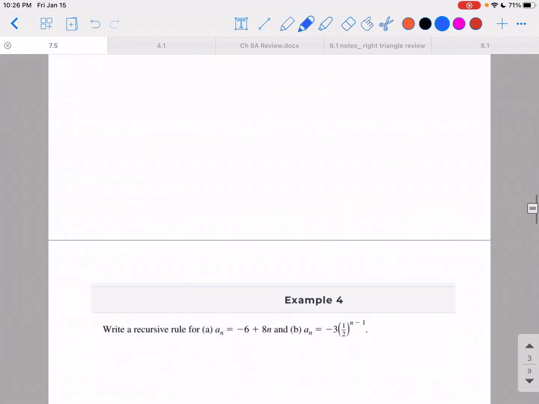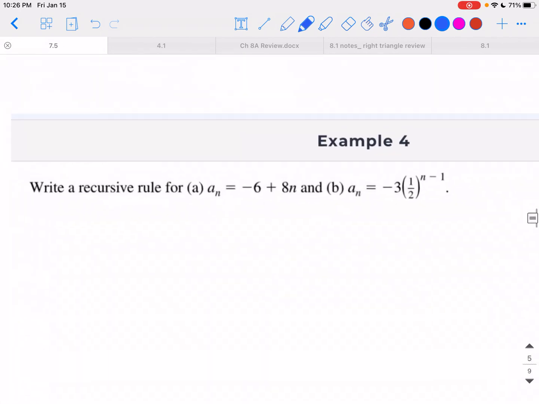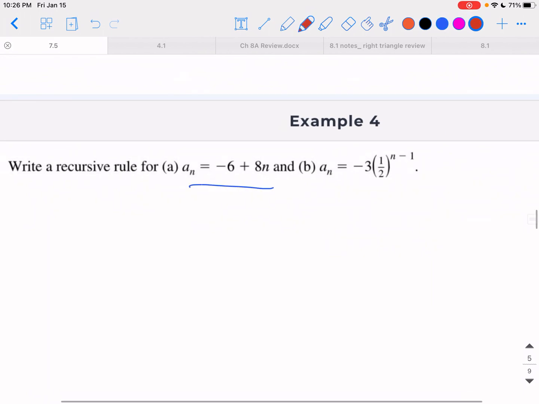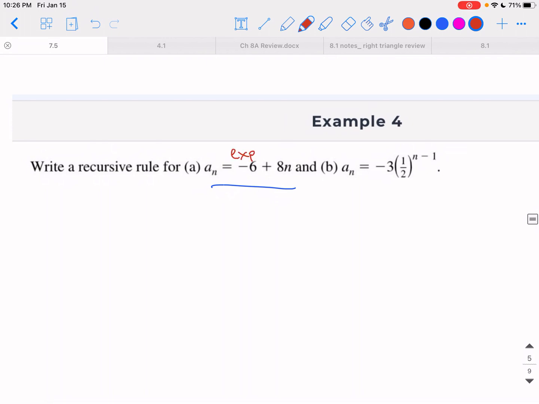All right, example 3 we're going to skip. Example 4, I'm going to write a recursive rule for a sub n equal to negative 6 plus 8n. Okay, so this is an explicit form that we're used to, but now we're going to change it to recursive. So to get the recursive rule, we'll need to know what a sub 1 is. So we can just plug in a sub 1 equal to negative 6 plus 8 times 1, which is negative 6 plus 8. So a sub 1 equals 2.